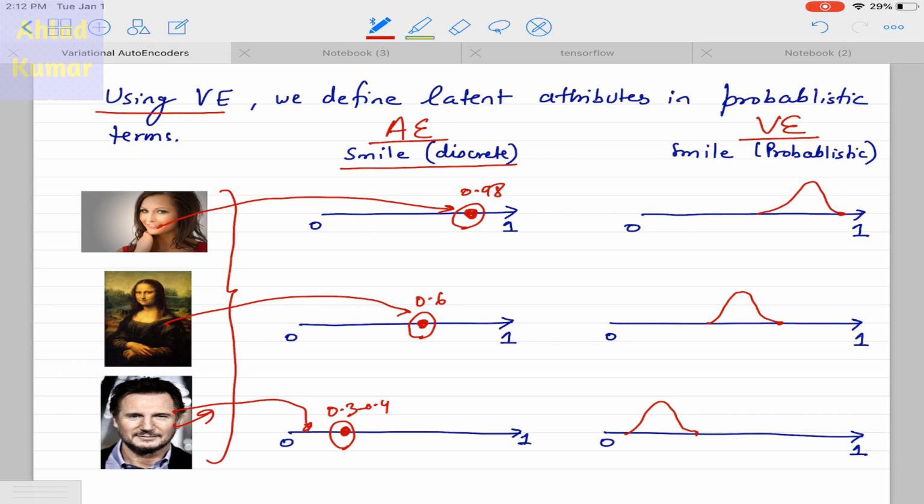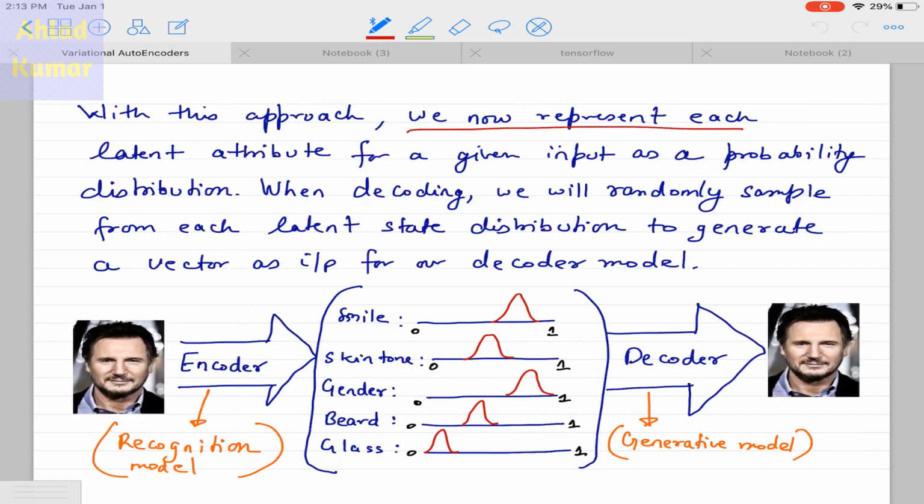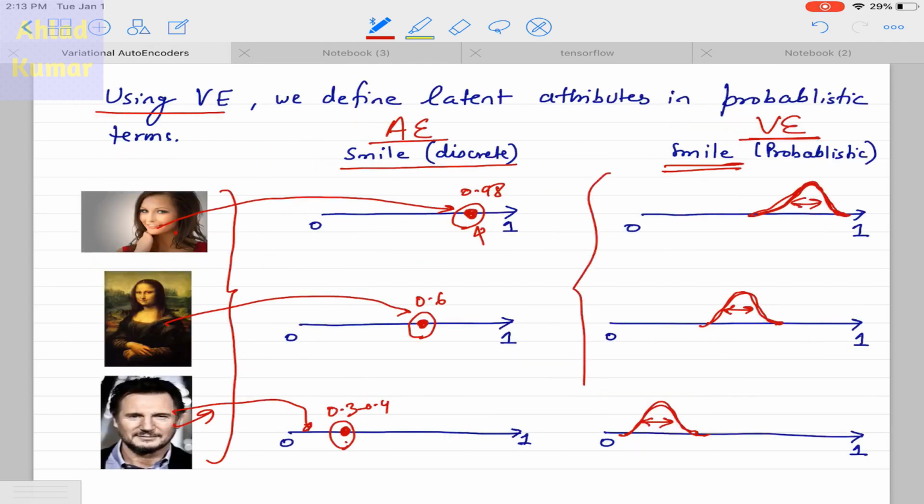But in contrast, what variational autoencoders will do is, instead of putting a fixed value, it will try to learn a probability distribution function for these kinds of images, and similarly for Mona Lisa and similarly for this actor. So instead of having a fixed value, it will have a probability distribution function formed for this smile feature. With this approach, we now represent each latent variable for a given input as a probability distribution, as we have discussed over here.